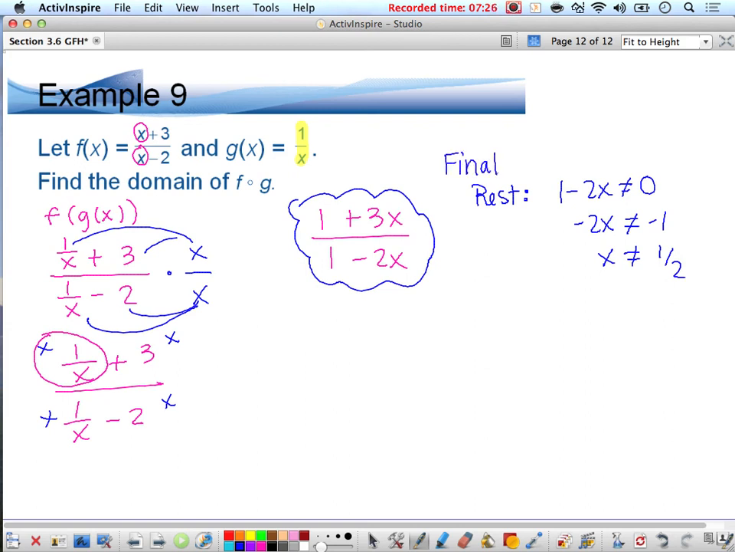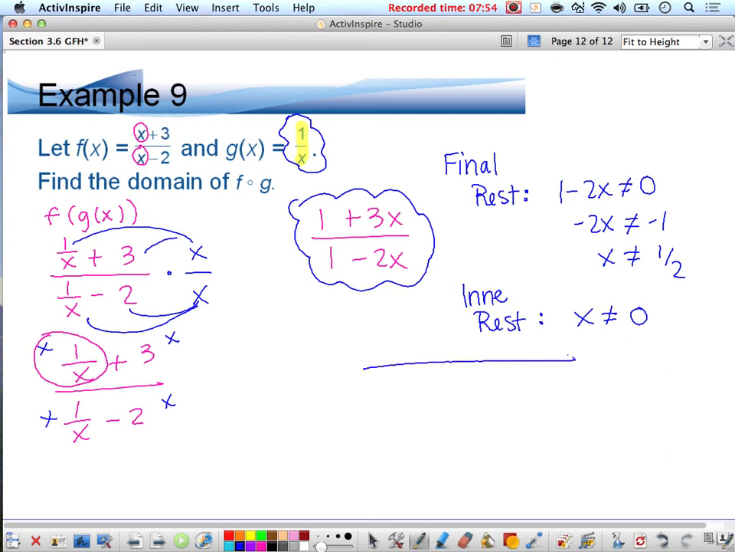But now we have to also talk about the original inner restriction from the original problem. The inside was g of x. That was 1 over x. And that just means that x cannot be 0. So this actually has two restrictions. x cannot be 1/2 and x cannot be 0. So I can let it be any other number in the world.